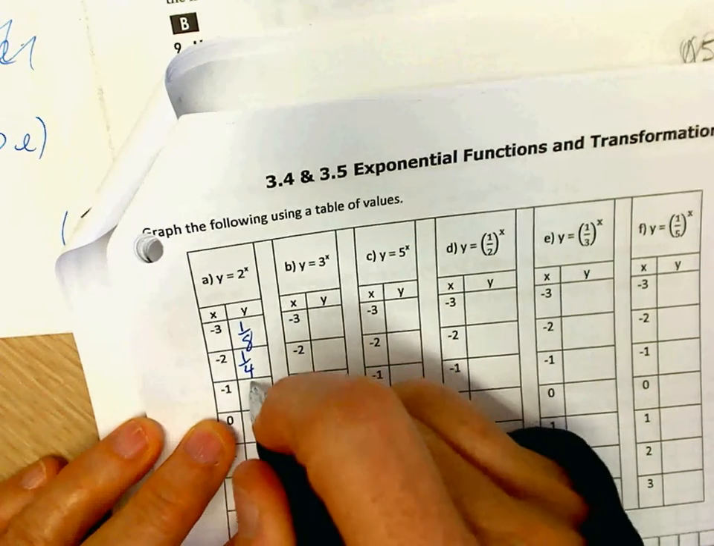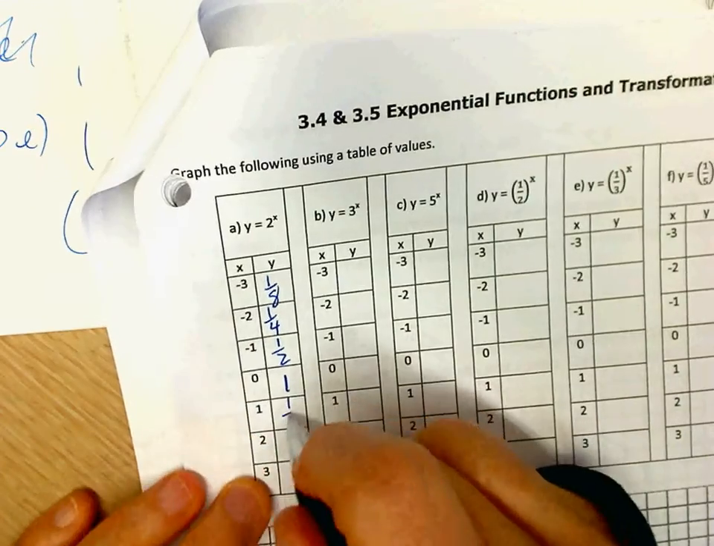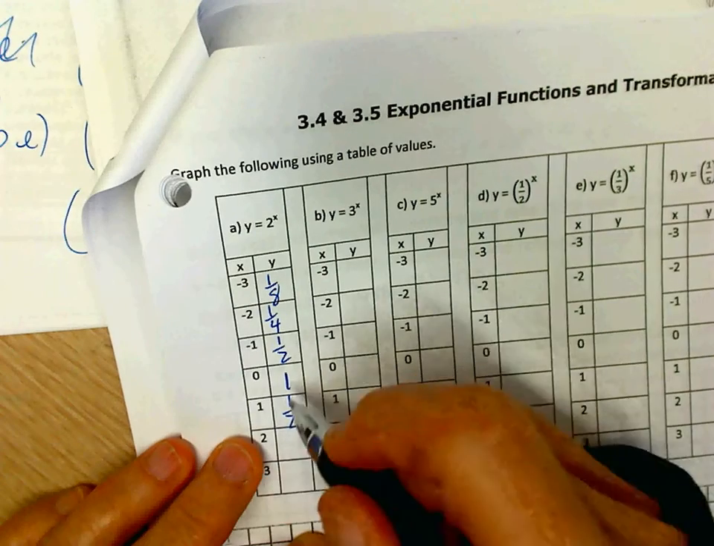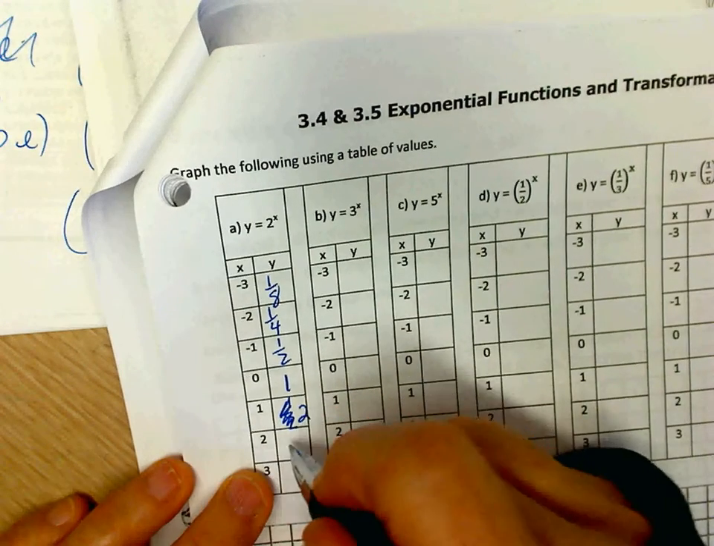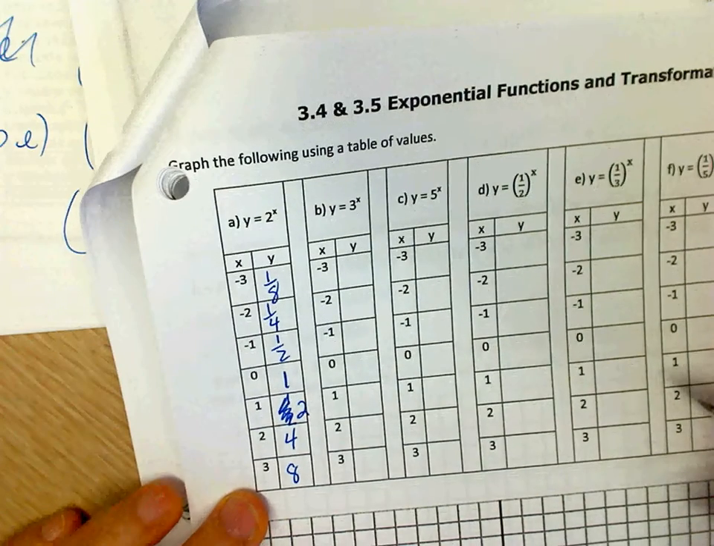This is 1 over 4. This is 1 over 2. This is 1. When x is 1, it's 2, right? When x is 2, it's 4. When x is 3, it's 8.